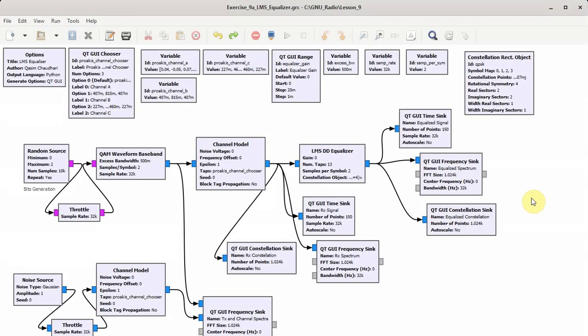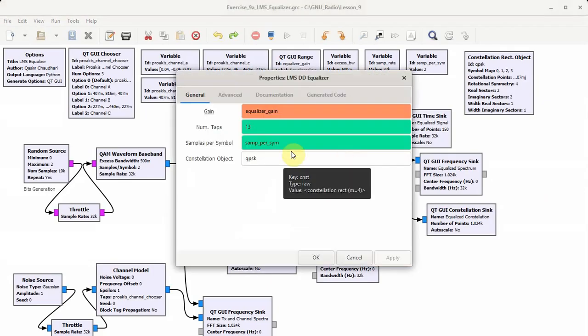Since it is not possible to implement feedback loops in GNU Radio Companion, I have made this flow graph to see the working of the LMS decision directed equalizer. Later, we will go to the code of this block and we will see that this is pretty simple and it is very easy to write code for such an equalizer.